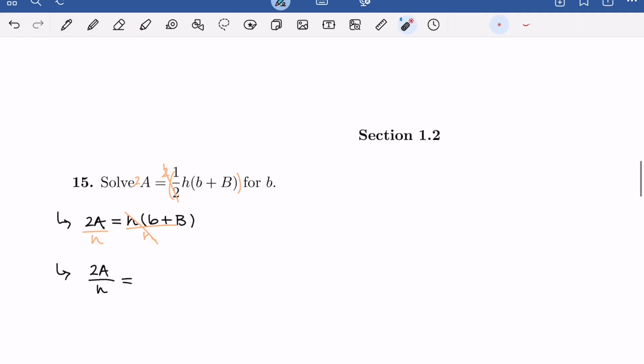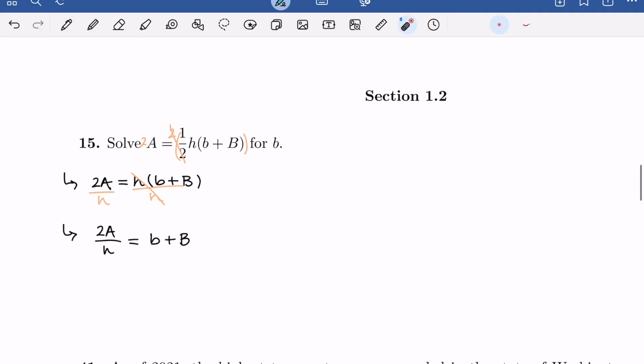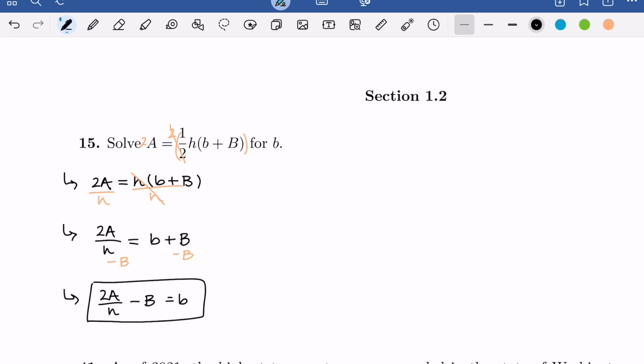And then on the right-hand side, we're just left with what's inside of these parentheses here. So we're going to have this lowercase b plus this capital B. Now, our last step to completely isolate this lowercase b is to subtract this capital B on both sides of our equation. We're going to have 2a over h, and then we're subtracting B from that. And then we're just left with this lowercase b on the right-hand side of our equation. So this would be our final answer.